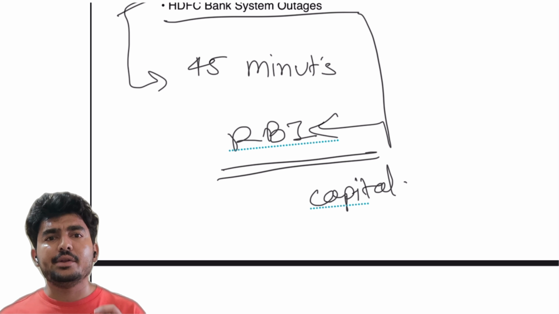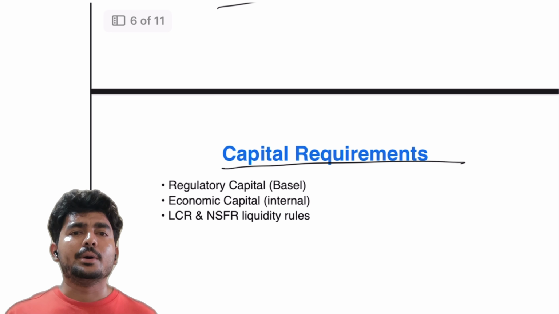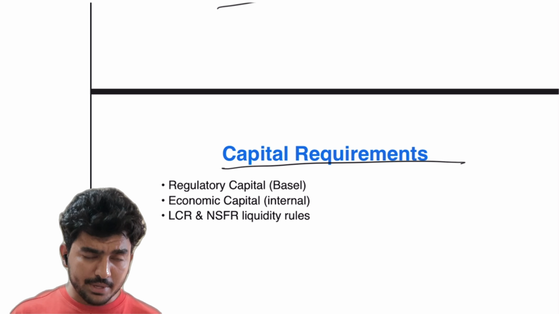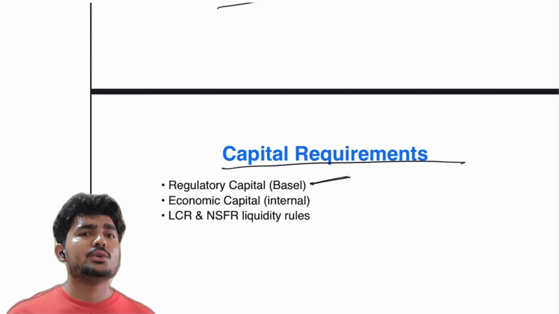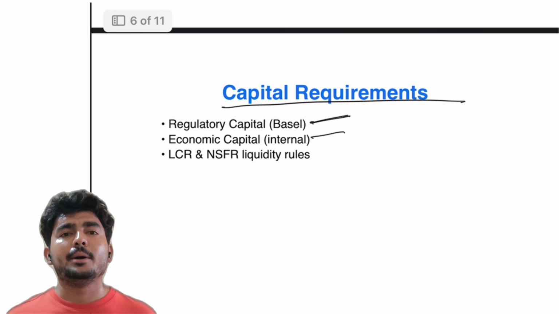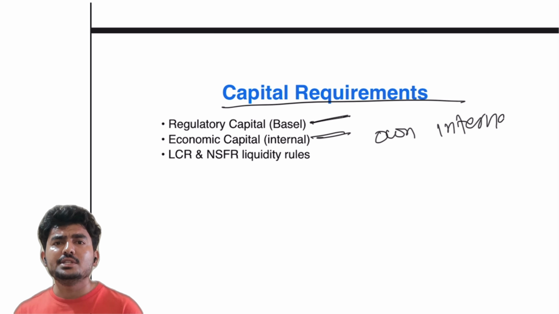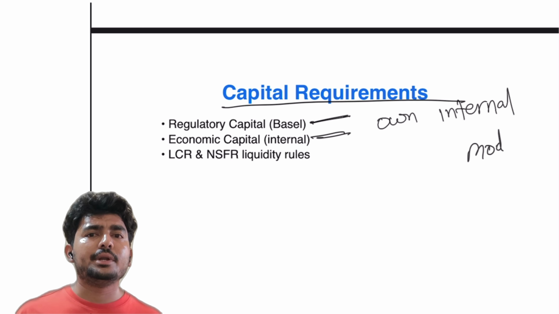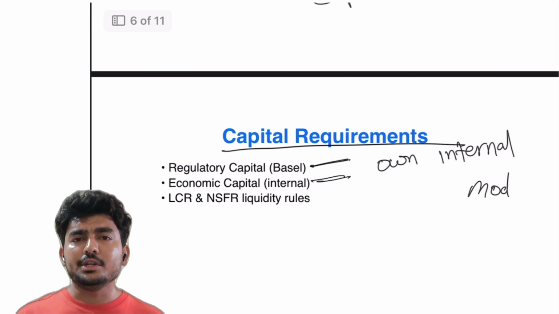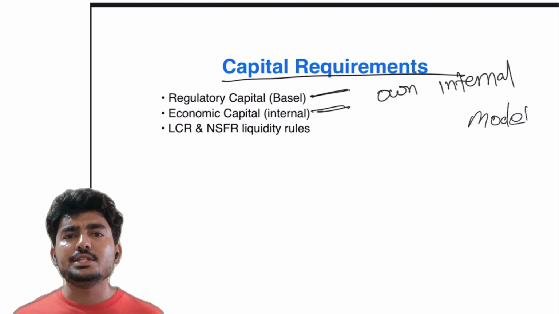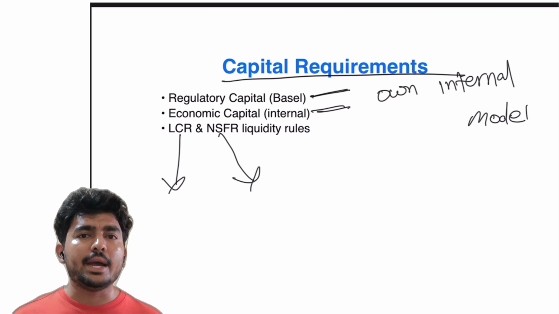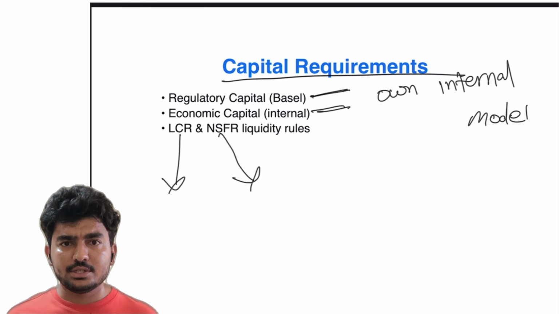Banks must maintain regulatory capital, the minimum required by Basel. They also calculate economic capital based on their own internal models. But after 2008, Basel realized something: capital alone is not enough. So they introduced LCR and NSFR to ensure banks have liquidity during stress.